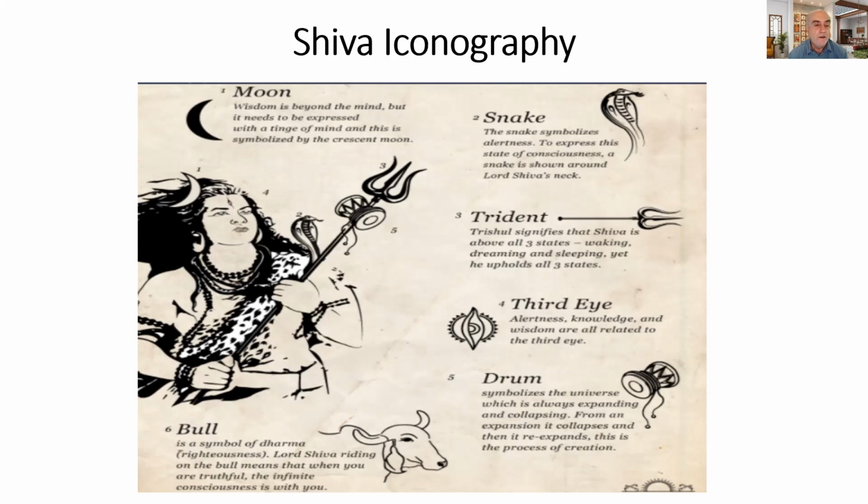The crescent moon. The crescent moon doesn't say this here, but it is a tinge of mind, a little bit of crazy mind. The snake symbolizing alertness. Again, remember I was talking about self-awareness, the kind of self-awareness that comes through meditation, for example. The trident, waking, dreaming, and sleeping. Again, notice Shiva going beyond these states of mind of human beings.